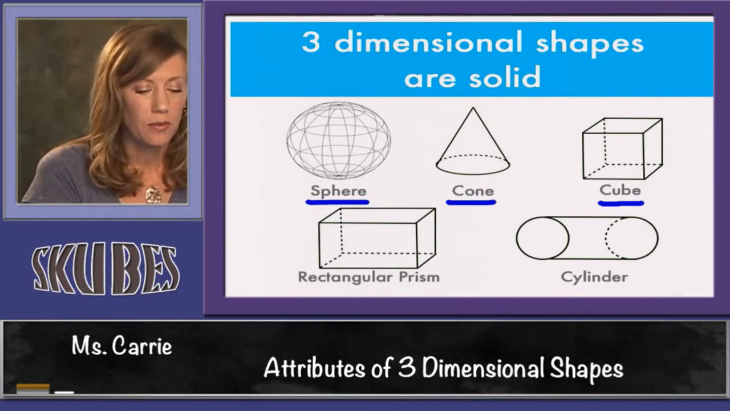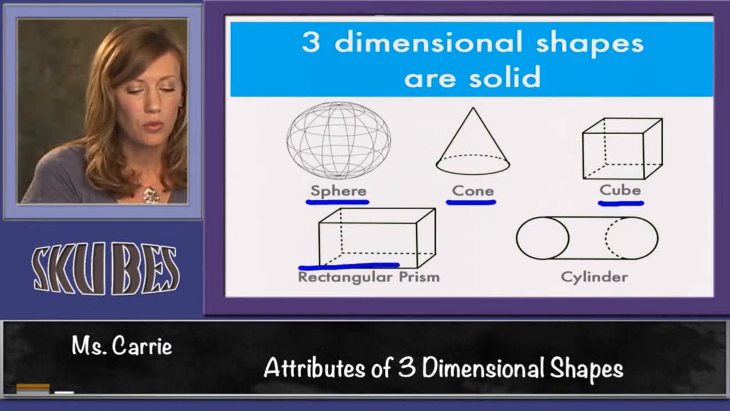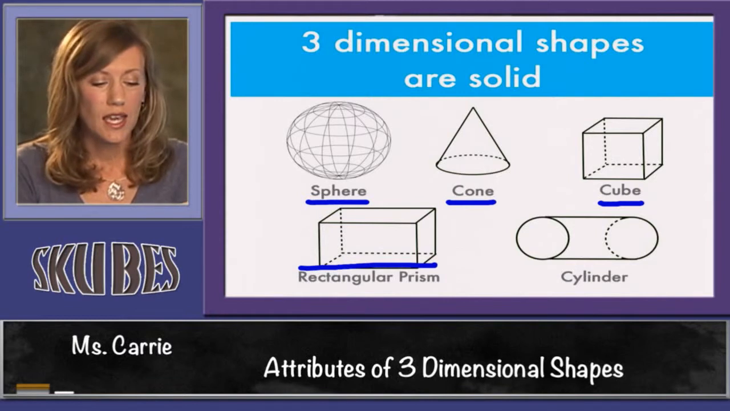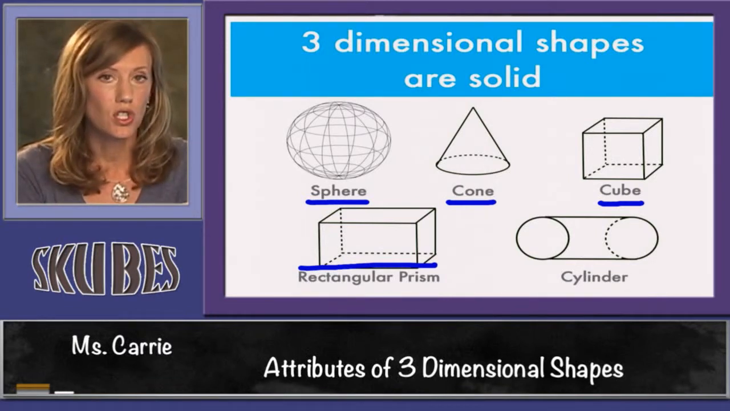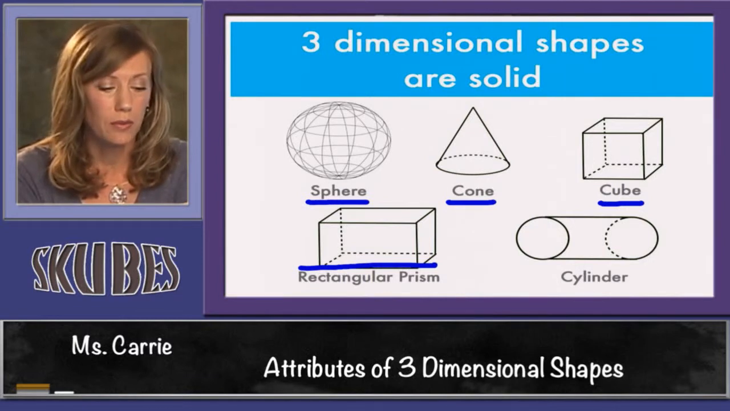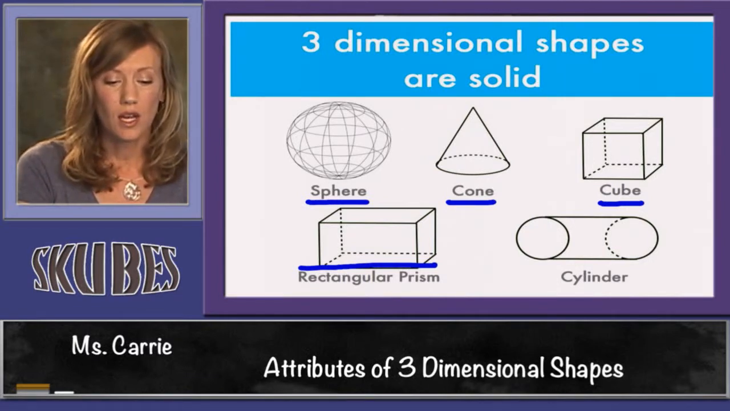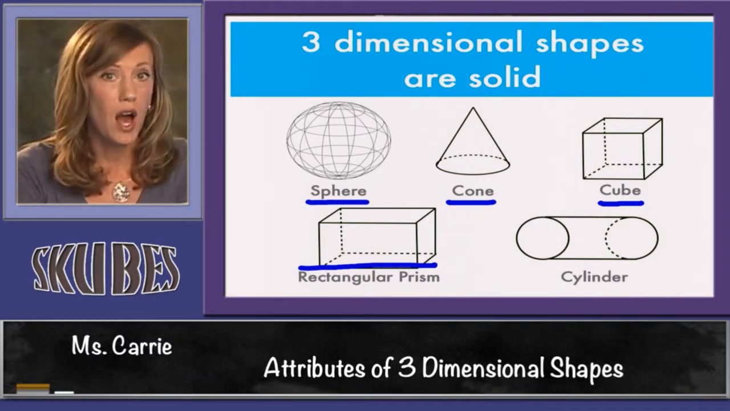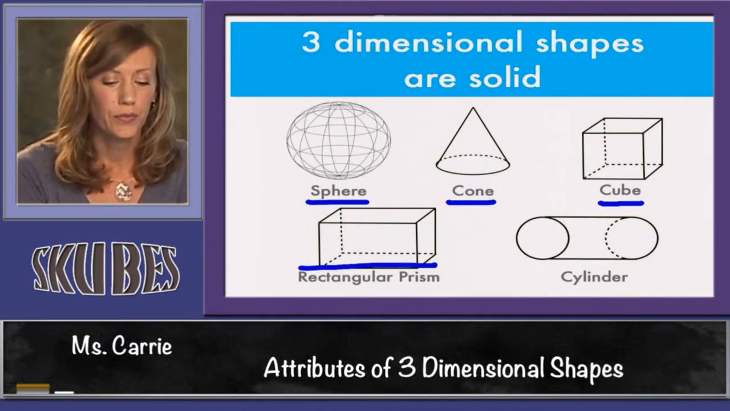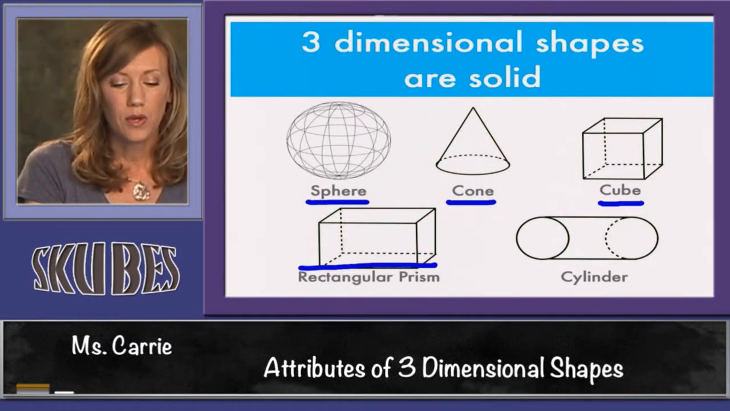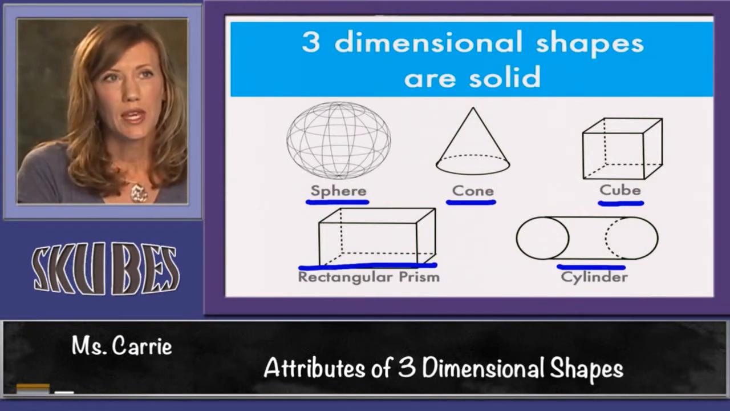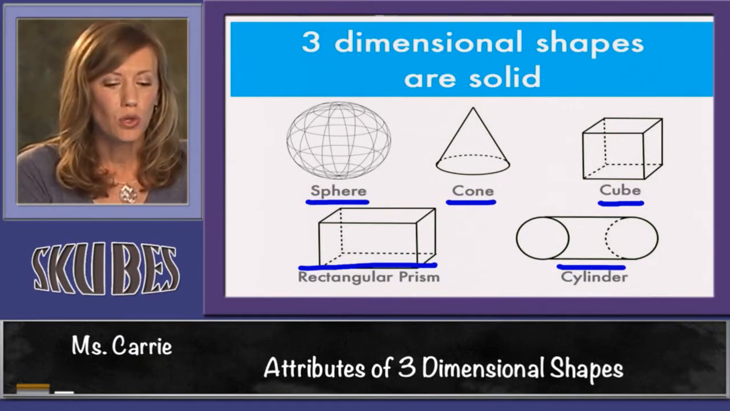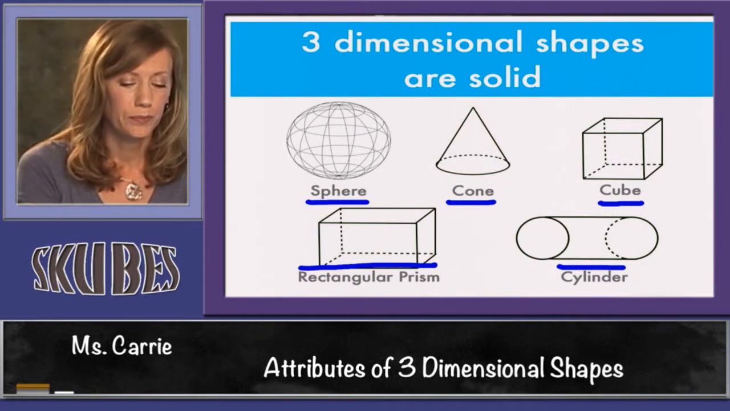The next shape we have is a rectangular prism. And a rectangular prism is different from a rectangle. A rectangle is just flat, like on a sheet of paper, but a rectangular prism is kind of like a cube. It's like a box that you could put things into. And the last shape we have is called the cylinder. And a cylinder would be like a paper towel tube or a soda can.